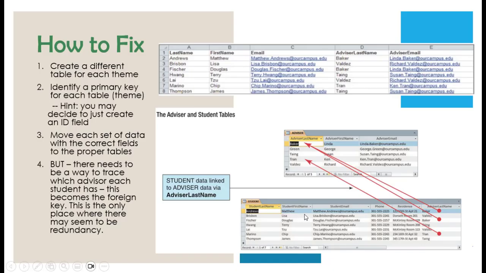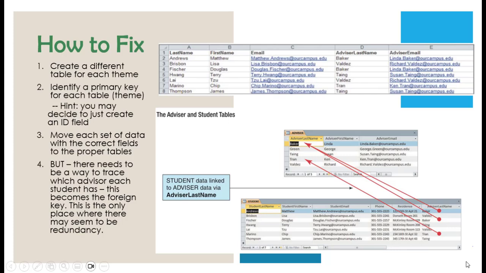I need to email Matthew Andrews' advisor. So we come to his record, we find Baker, then we come over to Baker, and there's Linda Baker's email address. All the data is still there, but we're going to get rid of our anomalies.